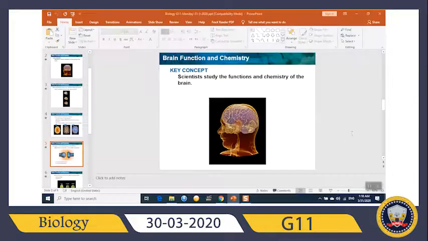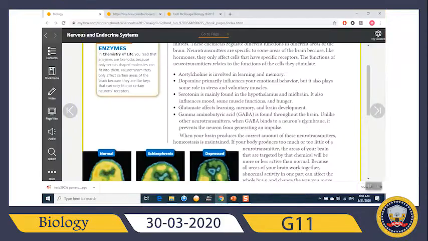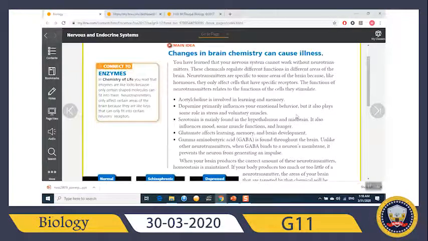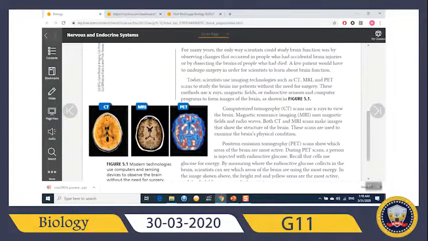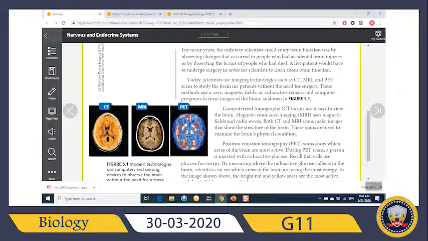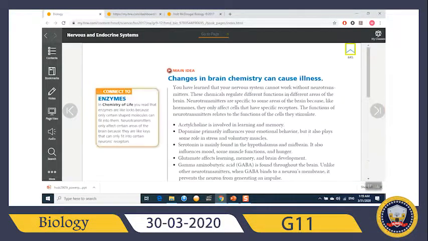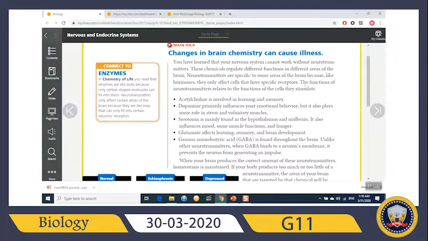So, let me switch over here to the book. Beforehand, let me show you this. We have MRI, or magnetic resonance imaging, which uses magnetic fields or radioactive sensors. We have computerized tomography, or CT, we already explained it. Positron emission tomography. Now, changes in brain chemistry can cause illness.